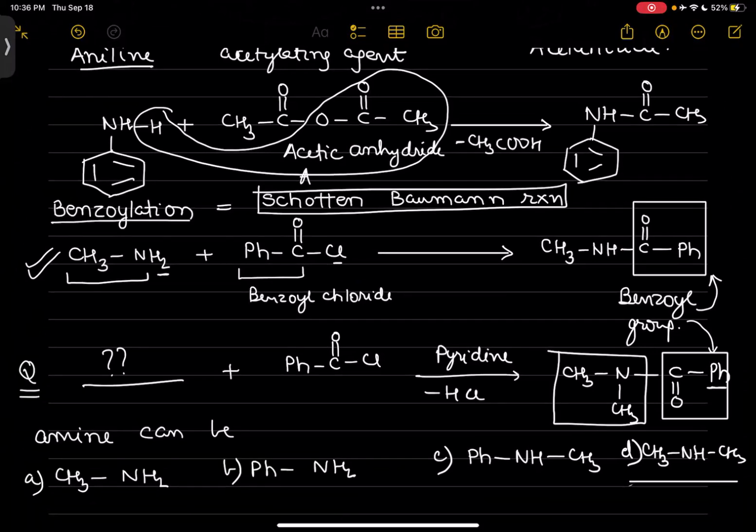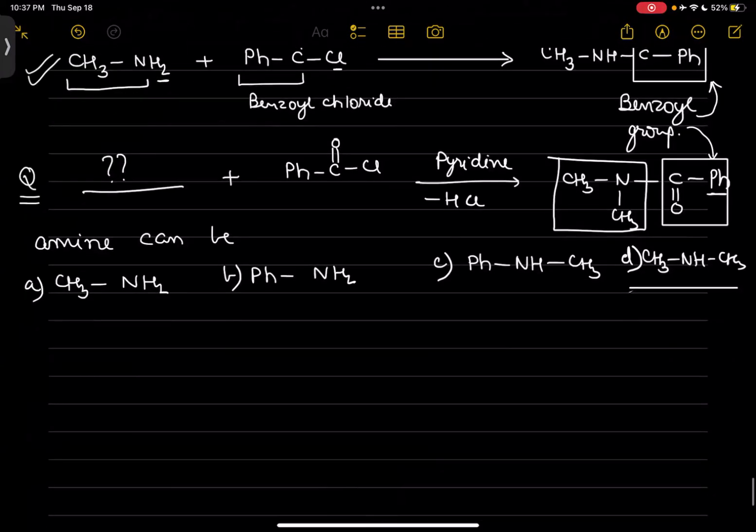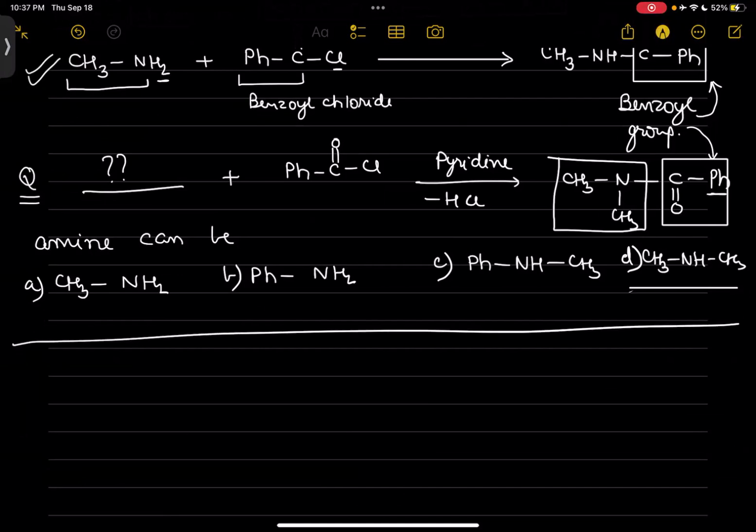But a tertiary amine can never undergo either acetylation or benzoylation, because if you are attaching some group to nitrogen, you need to remove one hydrogen and there is no hydrogen. Got it? So that reaction is not going to happen. Both reactions are not going to happen for tertiary amines. So let's move on to the next reaction.